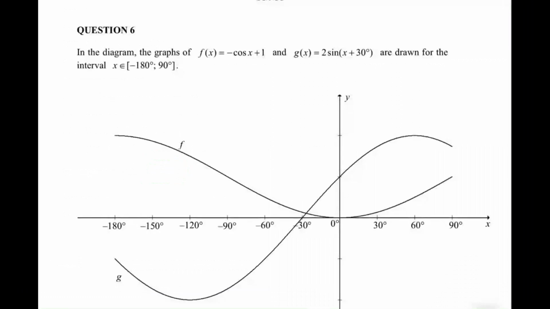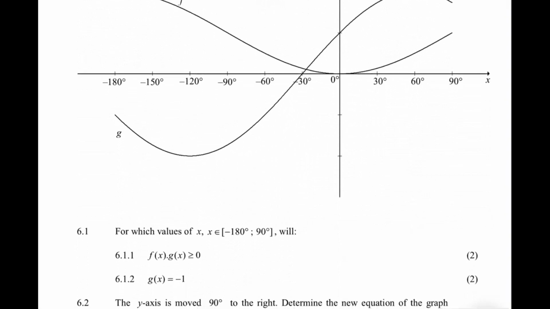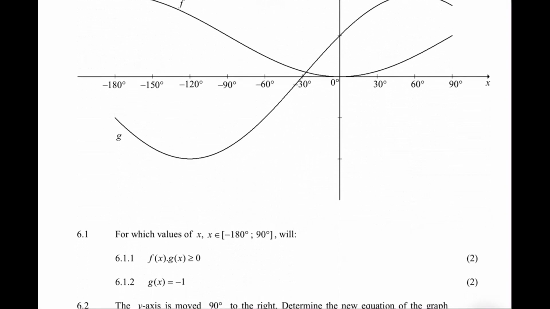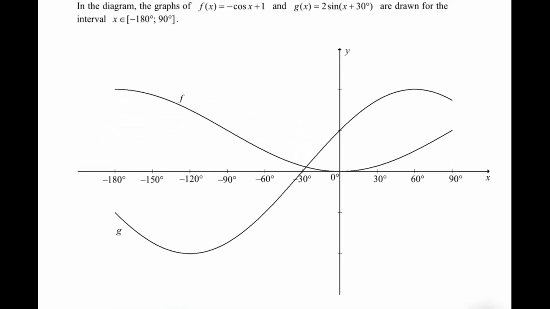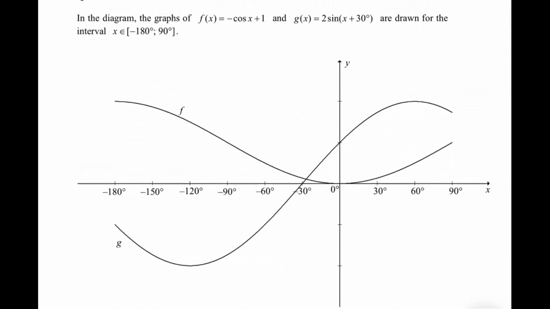In the diagram, the graphs of f of x and g of x are drawn for the interval x an element of minus 180 to 90 degrees. Question 6.1 says, for which values of x in the given interval will f of x multiplied by g of x be greater than or equal to 0? If we were dealing with exponential or cubic functions, I would suggest we solve this algebraically. But when we are dealing with trig functions, it's a bit complicated, and we always have to resort to looking at the graph.